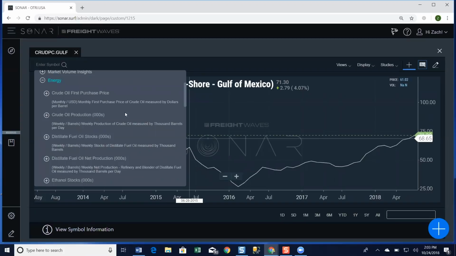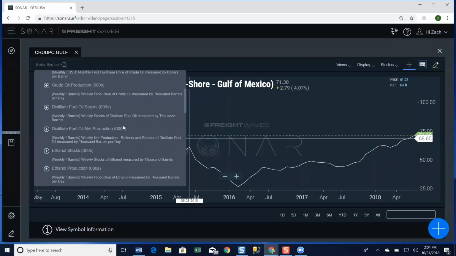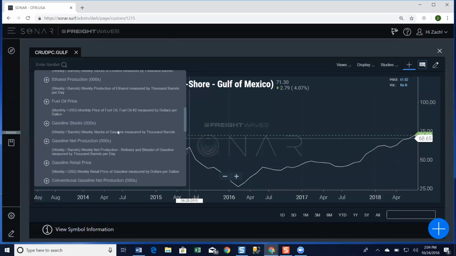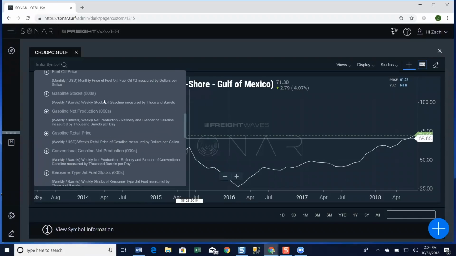Crude oil production, again, is the production volume. Just like that's the price, that's the production number. So it's volume of barrels on a weekly basis. Then there are distillate fuel oil stocks, distillate fuel oil net production, ethanol stocks, ethanol production. Fuel oil price is kind of heating oil related. A lot of these are just different versions of crude oil and its derivatives. So it's basically volume and price for each kind of derivative fuel product off of crude oil.